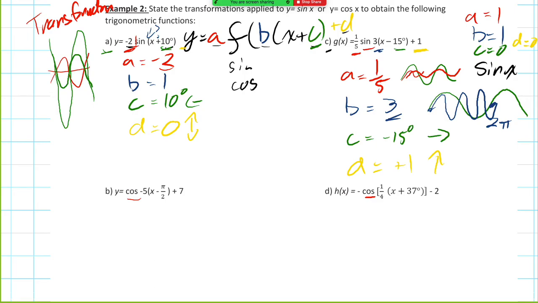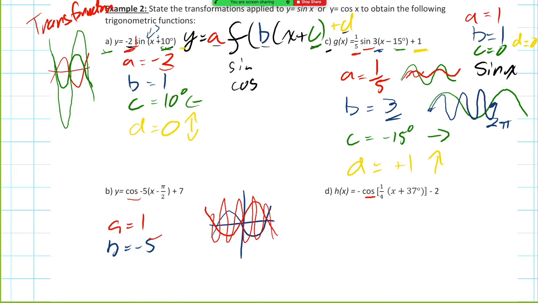Let's quickly go through cos. A is 1, so there's no change. B is -5. So this actually gets flipped on the y-axis. So if we had something that looked like this, on the y-axis, it's actually going to give us this object now because it's negative. And because it's a value of 5, it happens much more frequently. So something like this, not very well drawn, but that's the general idea to it. We have -2 for our C, or negative pi over 2. So C is negative pi over 2, which means it's going to shift to the right pi over 2 units, and the D value is 7, so we get a positive vertical shift upwards.